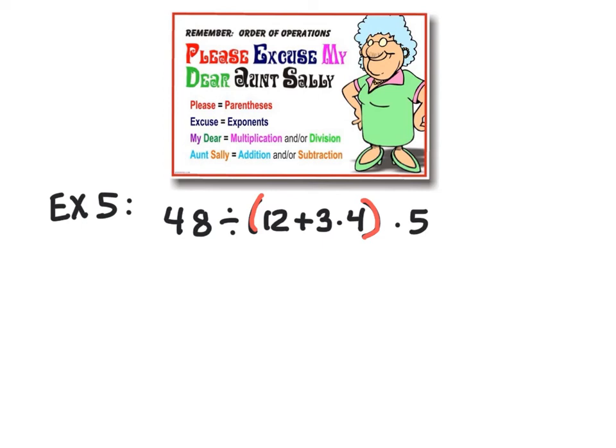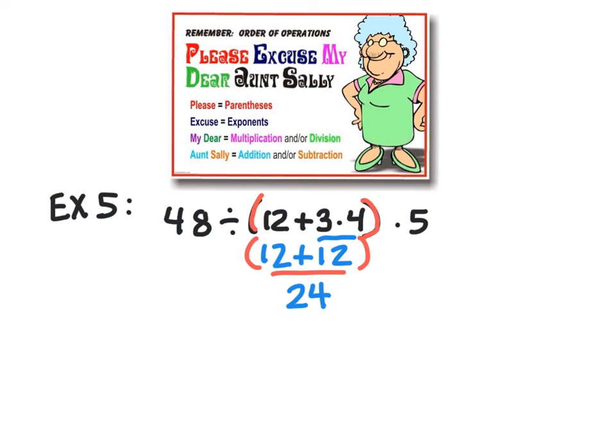There's a plus and there's a multiplication. Which one do you think we would do first? That's right, we would do the multiplication. So in the parenthesis, we would go 3 times 4, which is 12, and then we would do the addition. 12 plus 12. All right, so that would equal 24. So inside that parenthesis, everything simplifies to equal 24.